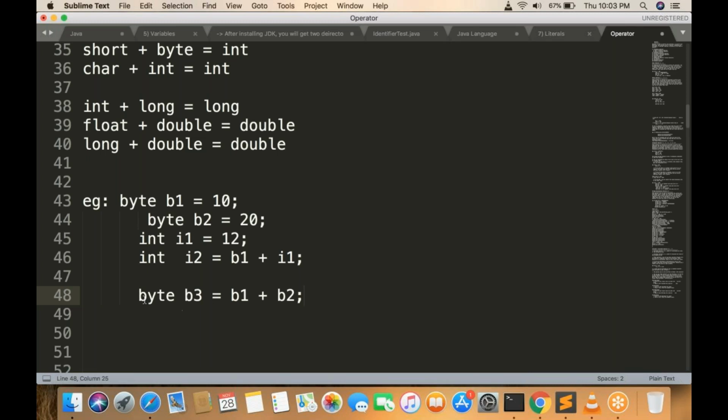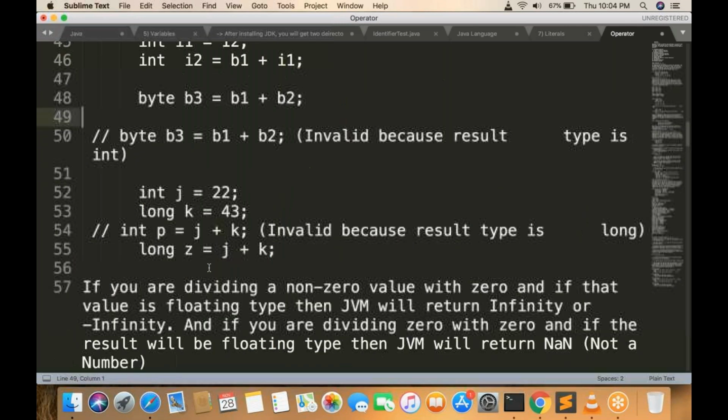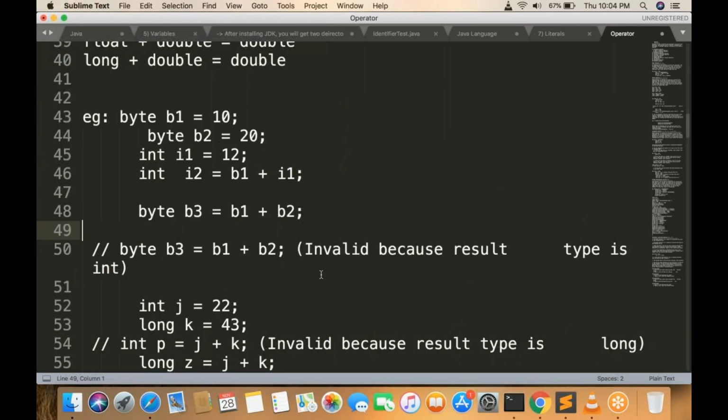So is this line valid or invalid? Byte b1 is equal to 10, byte b2 is equal to 20, byte b3 is equal to b1 plus b2. Is that valid or invalid? That is invalid, because the result type is int type and you are trying to assign an int value into a byte type. That's why it is wrong. Clear? See here, the same explanation I have written here: invalid because the result type is int type.